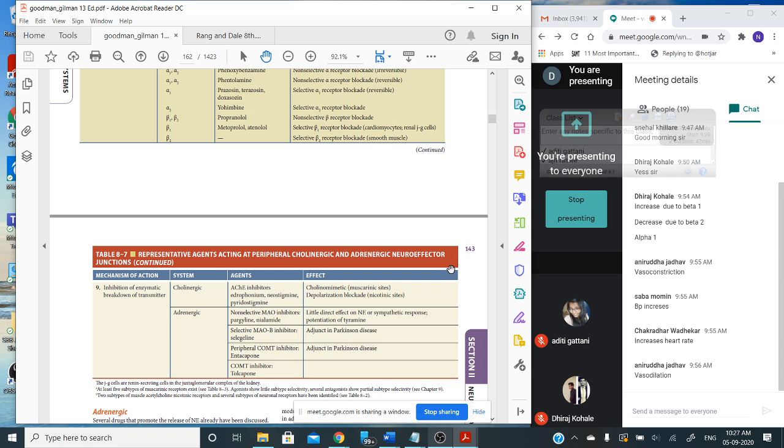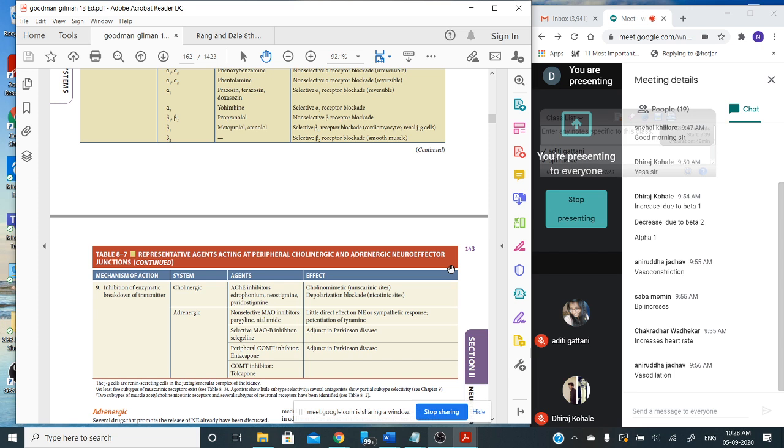An example of these is that they have little effect on noradrenaline and the sympathetic system, but they cause increase or potentiation of tyramine. I told you today about the cheese reaction, if you remember. So this is very important. Then selective MAO-B inhibitors, an example of this is selegiline. It is used in Parkinsonism. Then COMT inhibitors, okay, that is entacapone or tolcapone, they are used in Parkinsonism.